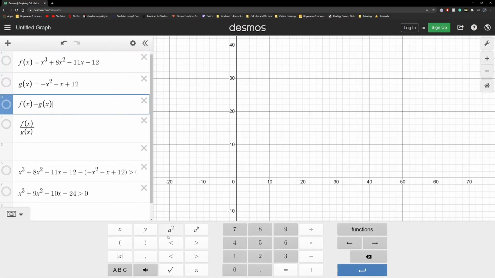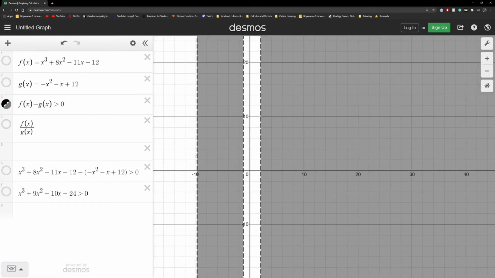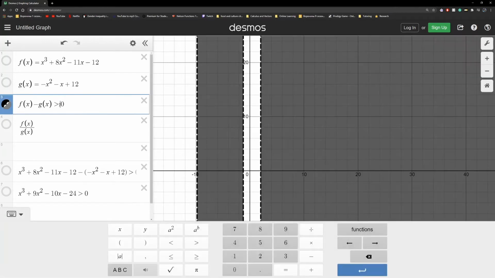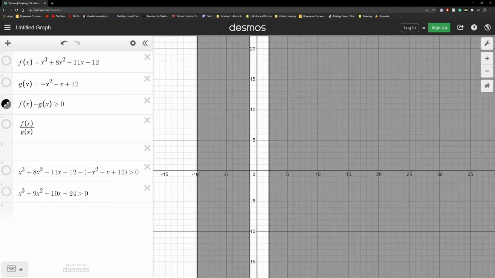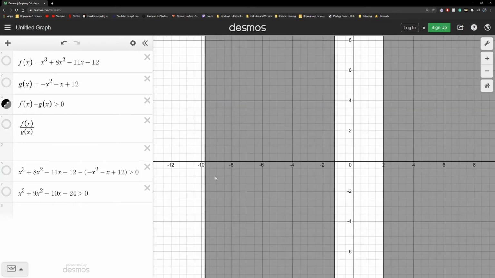Again, putting in the 0, all that does is actually put in the graphs for us. This means that the values are not included, in case you forgot. If there was greater than or equal to, as you can see, it becomes a straight line, and that would mean that these values are actually there.